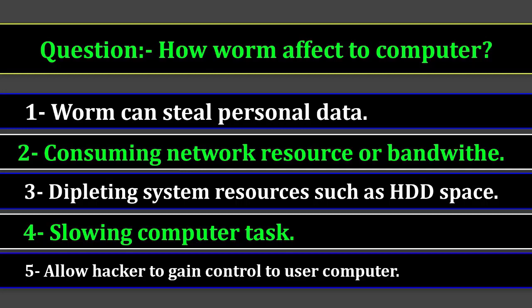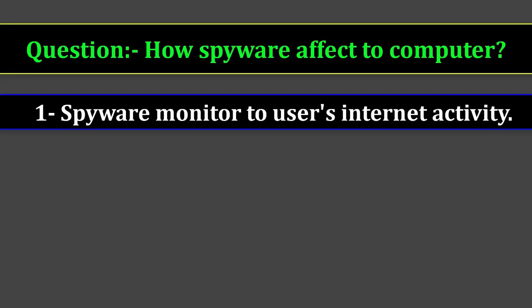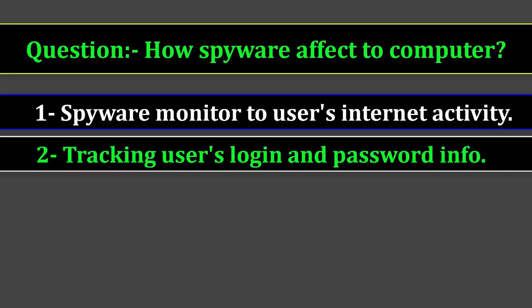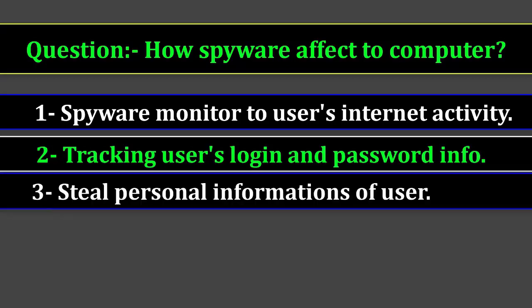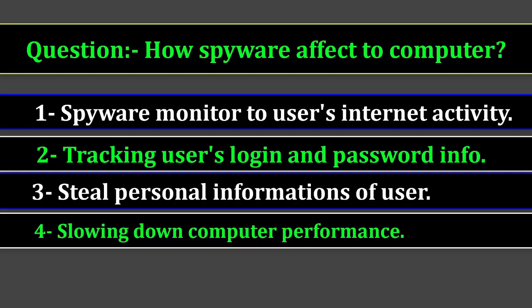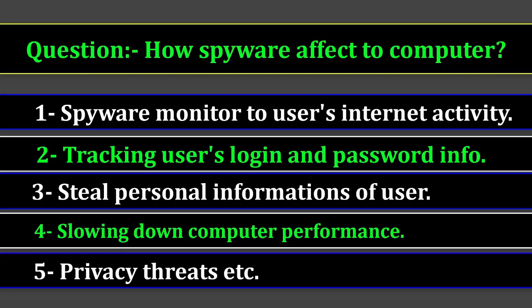And now let's learn how spyware affects your computer. Number one, spyware monitors the user's internet activity. Number two, tracking users' login and password information. Number three, stealing users' personal information. Number four, slowing down computer performance. And number five, privacy threats and so on. So guys, as you can see, how dangerous spyware is to the computer.